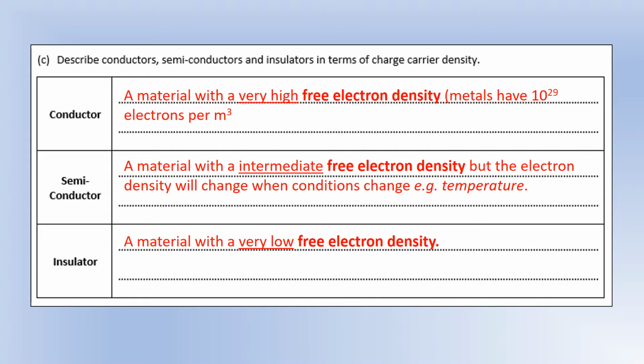And then in between, we have materials called semiconductors, which have a high enough level of free electrons that they can conduct, but not as well as normal conductors. But the thing that makes semiconductors special is they respond to conditions changing. So if we change the temperature, the number of free electrons changes as well, which is useful.